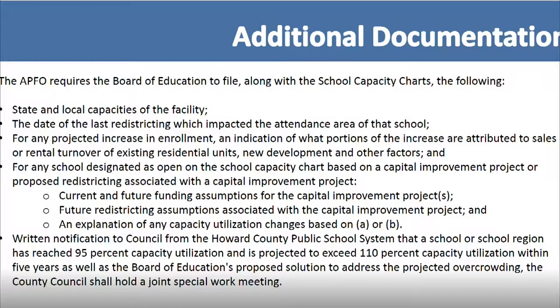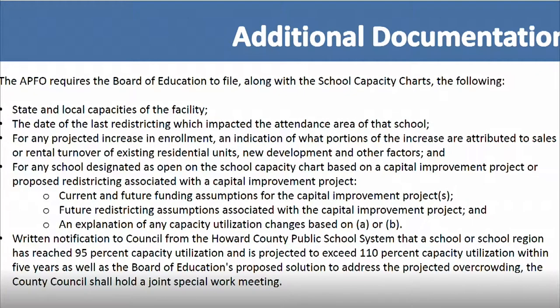Additional documentation is in attachment 3 of your report. It includes state and local capacities on the facility, the date of last redistricting for each school boundary, and also a chart that shows what portion of a projected enrollment increase is due to the housing factors. And lastly, the capital budget pages showing current and future funding assumptions if a school is open in the test year. The example is Talbot Springs for this year. Since Talbot Springs is anticipated in school year 2022, it shows as open on the chart based on the capital improvement program. Again, each of these is in attachment 3.